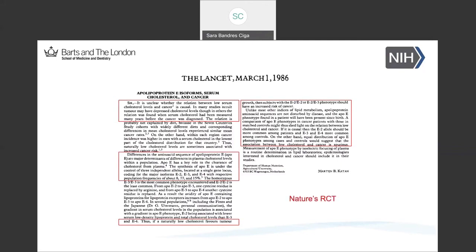And since then, it's been likened to nature's randomized controlled trials. So you are, at the point of conception, recruited to thousands of different natural experiments in which you're at slightly higher risk of one exposure, slightly lower risk of another.